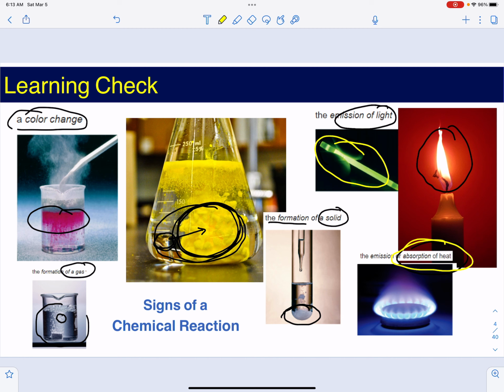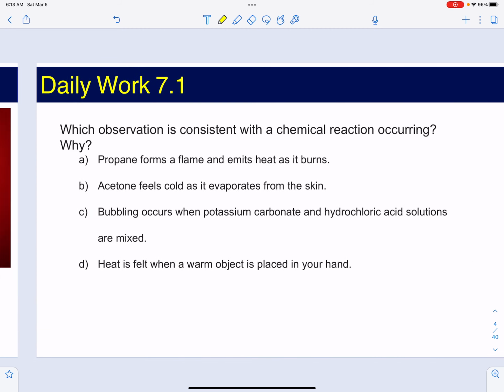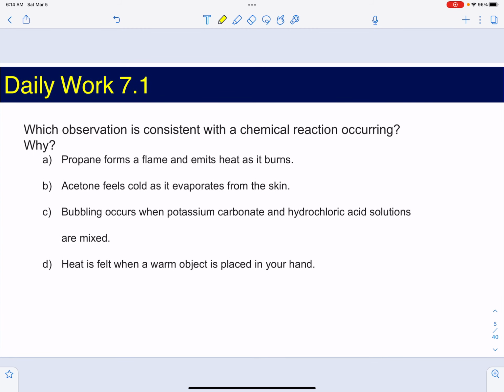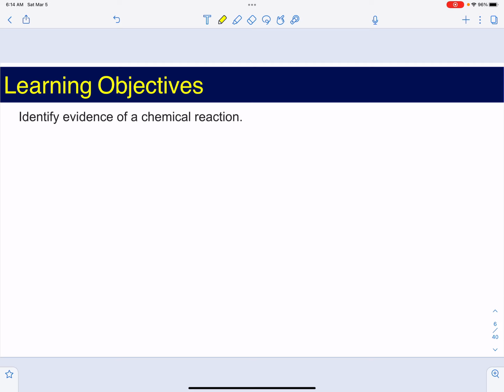Piece of advice: if you ever mix something and you see a colored gas coming out of it, run like crazy. Most of the colored gases are going to be poisonous gases, so keep that in mind. Not all of them, but I wouldn't stick around to check. So those are the signs that a reaction is happening. And that's all we have to know about this concept. So be aware of those signs. So with that in mind, you should be able to answer DailyWare 7.1. And we are done with this first learning objective, which was to identify the evidence that a chemical reaction is taking place.